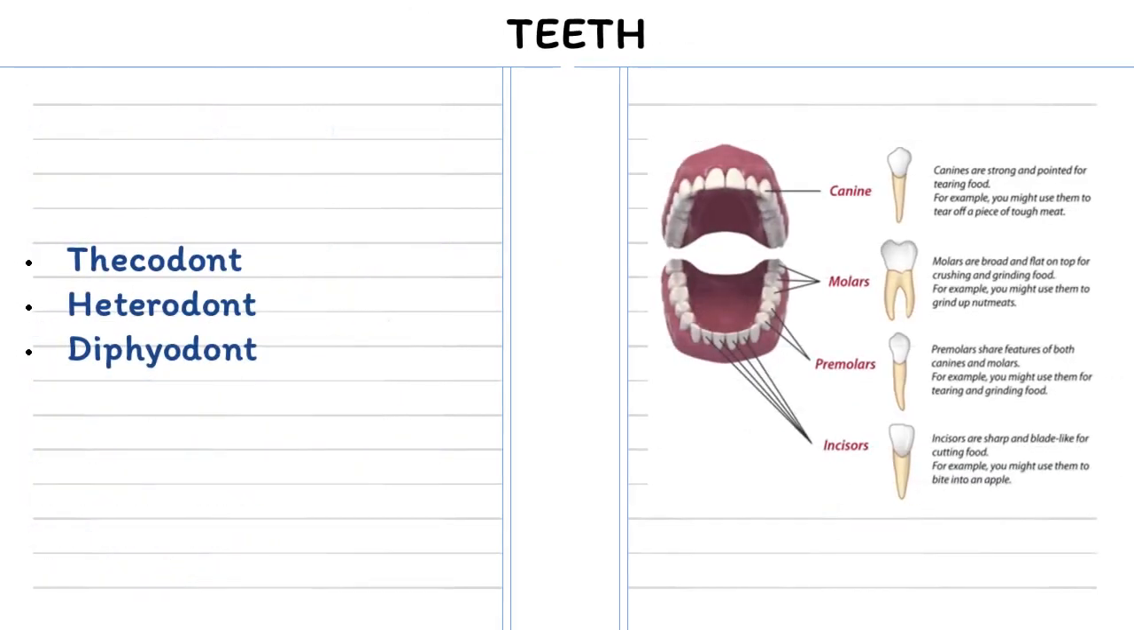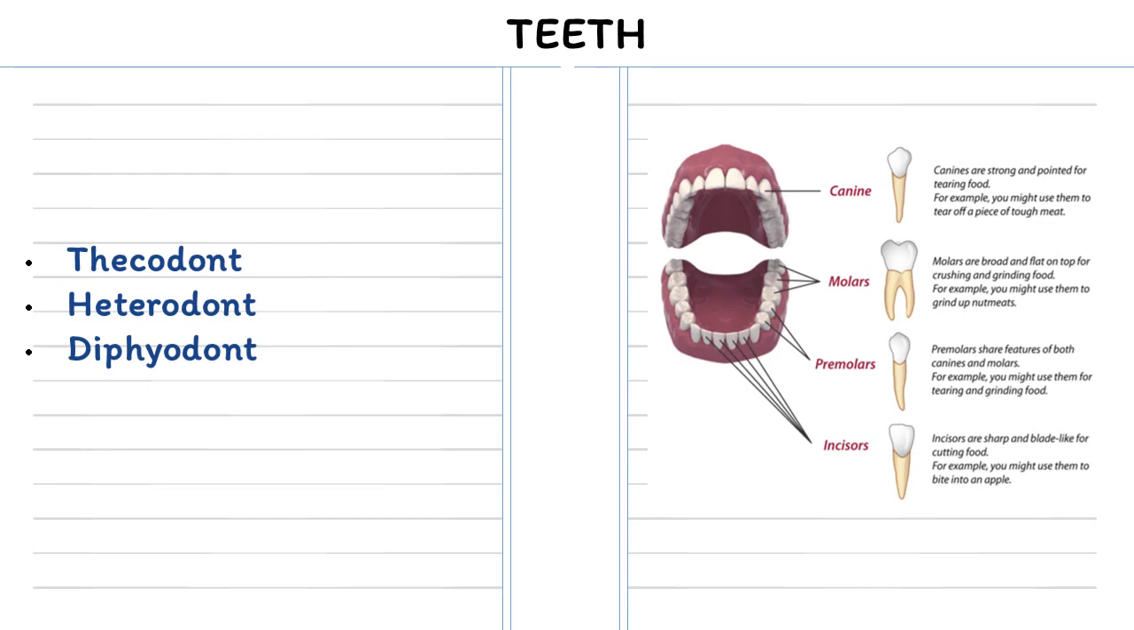Teeth. Some unique characters are there for the teeth of these mammals. Let us see these characters. The first nature of the teeth is thecodont. What do you mean by thecodont? Just look at the image. Here the teeth are kept inside the jaw. They are socketed inside the jaw region, right? This type of arrangement is called thecodont type, right?